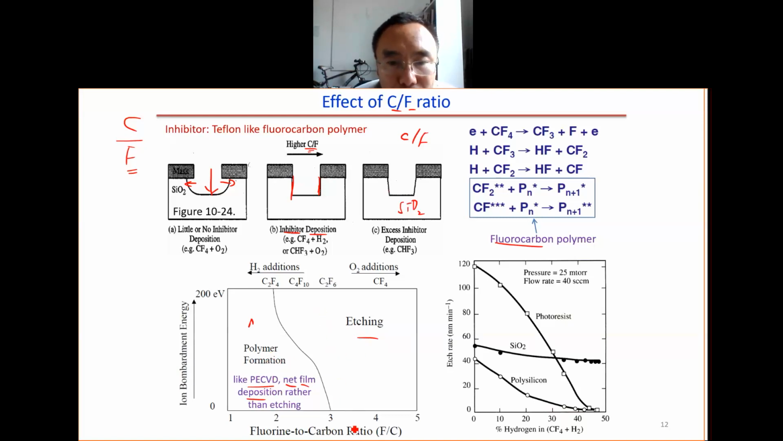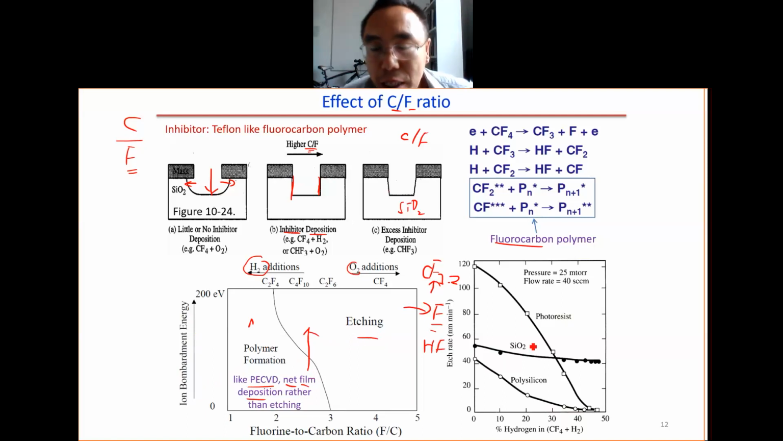To get a higher fluorine to carbon ratio, when we add oxygen, the oxygen takes away CF3 to produce fluorine. When we add hydrogen, we reduce the fluorine to carbon ratio because hydrogen takes away F to form HF. And this will promote the formation of CF3 or maybe CF2. Now here's the ion bombardment energy. You can see higher energy promotes the etching. So this makes sense.